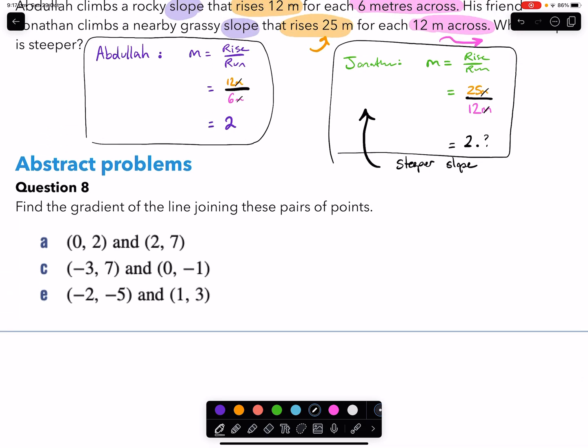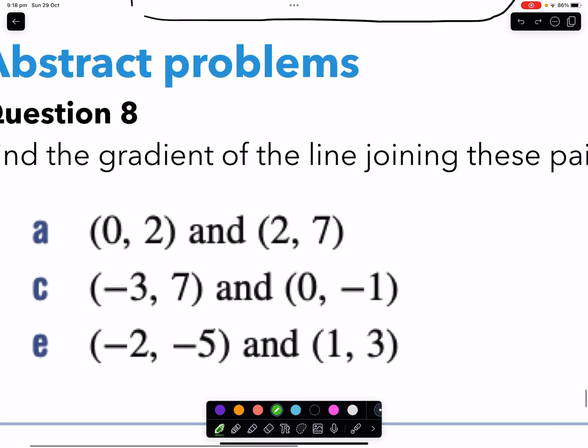So I need to remember a key fact. Find the gradient of the line joining these pairs of points. So that's a point, and that's another point. And the numbers that we're seeing inside these round brackets are coordinates. So the first number is always the x value, in fact for all of these down here, and the second value is going to be my y value.